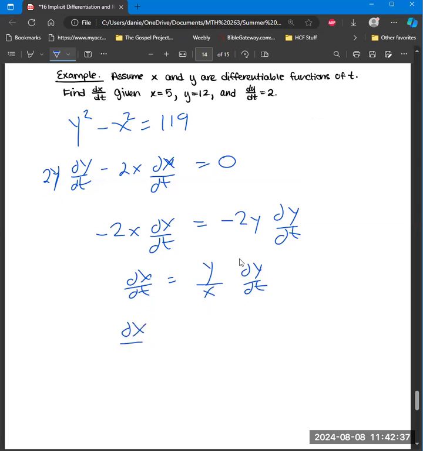So dx/dt is going to be 12 over 5 times 2, which is 24 over 5. And if we wanted to make that into a decimal, that's the same thing as 4 4/5, which is 4.8.